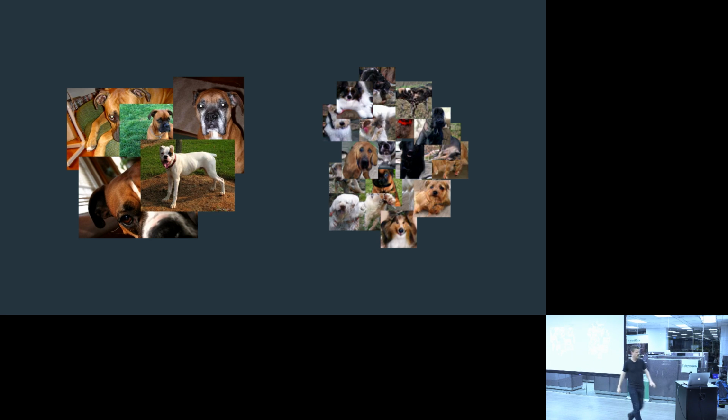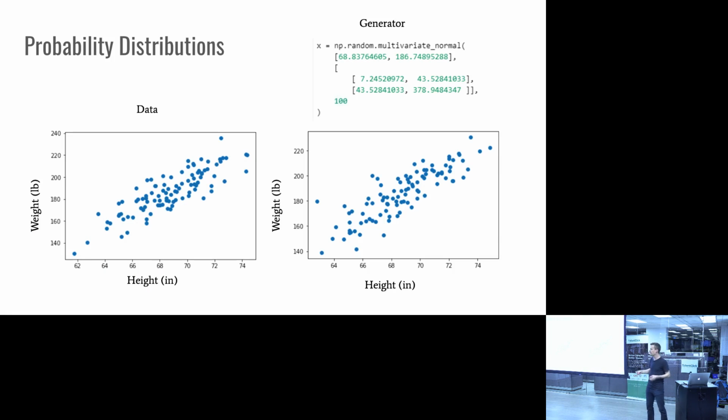Somehow, if we could mathematically say whether or not this distribution looks like this distribution, and whether that pile of dogs looks like that pile of dogs.